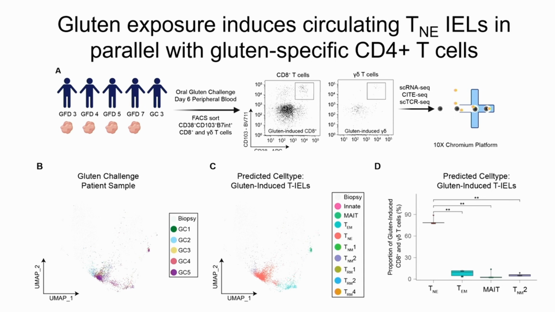We took celiac patients who were on a gluten-free diet and they underwent biopsy. Subsequently, we gluten challenged them with a 3-day gluten challenge and harvested their T-cells at day 6. This enabled us to match the T-cells in the intestine to the T-cells in the circulating blood by T-cell receptor sequencing.